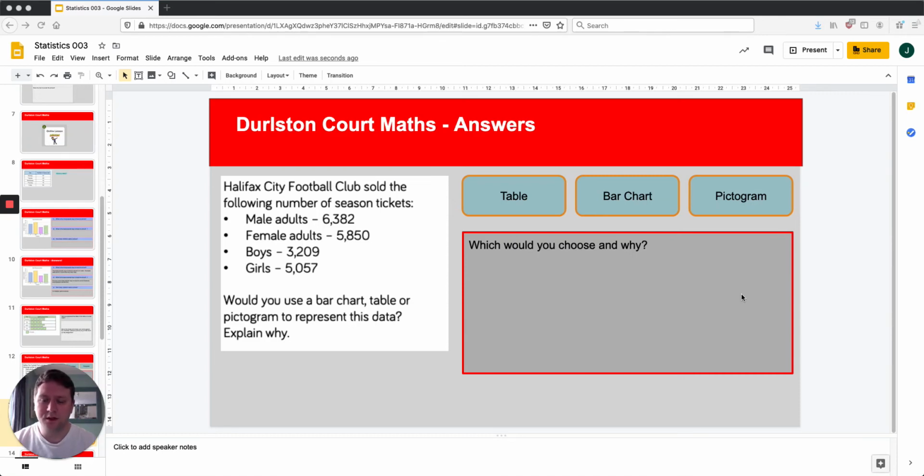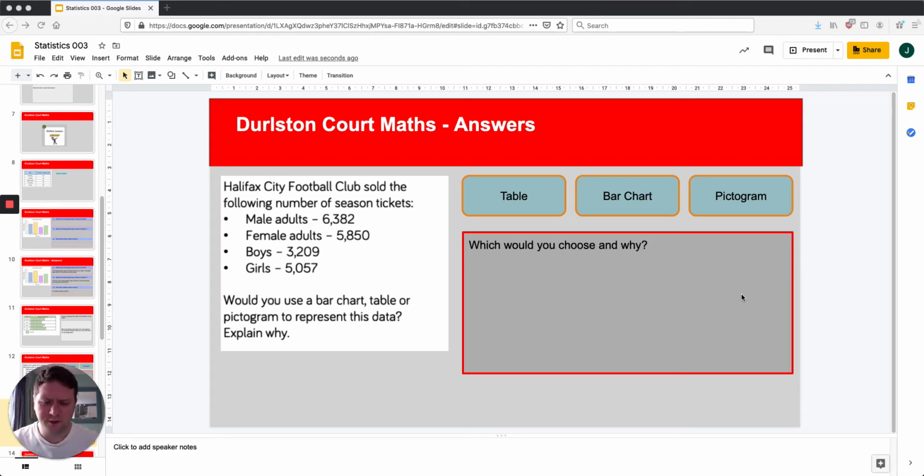So on this question, Halifax City Football Club sold the following number of season tickets. Male adults 6,382, female adults 5,850, and boys 3,209 and girls 5,057. Would you use a bar chart, table or pictogram to represent this data and explain why?